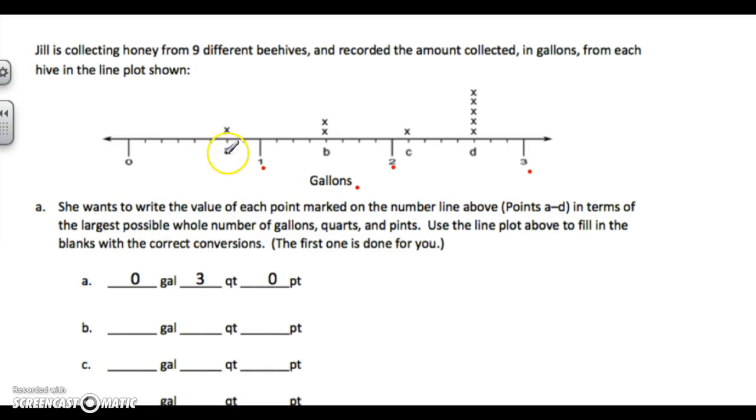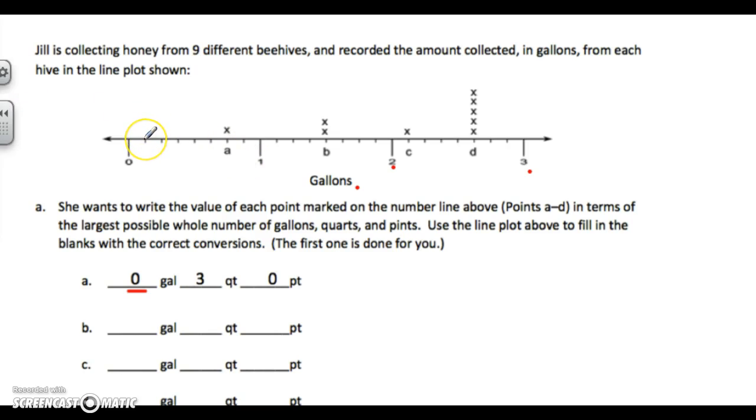So point A is right here. And I know that A is worth 0 gallons because it's something, but it's still less than 1. So since it's between 0 and 1, it has 0 gallons. A point between 1 and 2 would be 1 gallon and some more, and a point between 2 and 3 would be more than 2 gallons but less than 3. Okay, well, how did they figure out that this is 3 quarts? Okay, well, let's take a look at that.